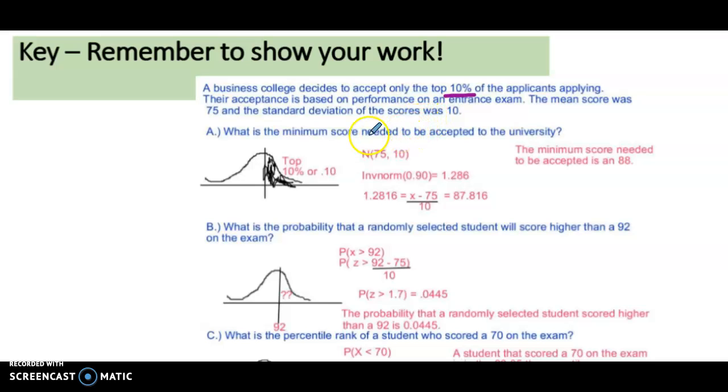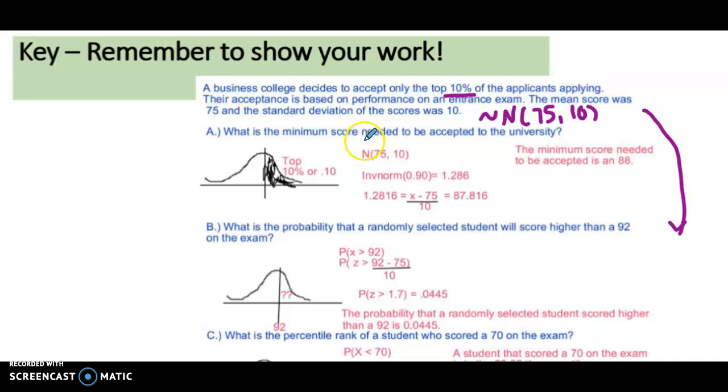Now, make sure whenever you're doing questions like this, somewhere you put the fact that it's normally distributed with a mean of 75 and standard deviation of 10. You can even just do it at the top, approximately normally distributed, 75, 10, and that automatically applies throughout the entire question. Now, let's look and see what this says. What is the minimum score needed to be accepted to the university?